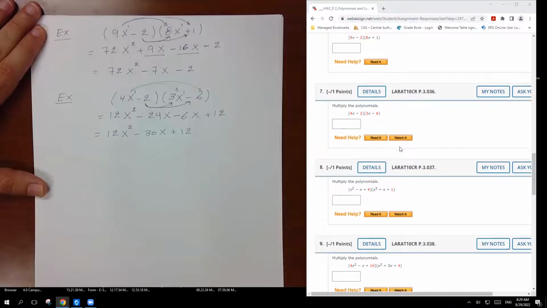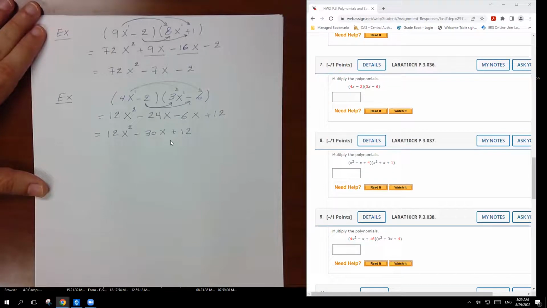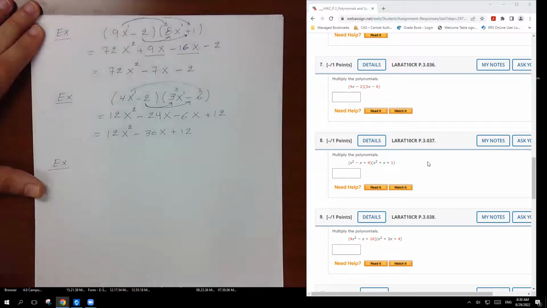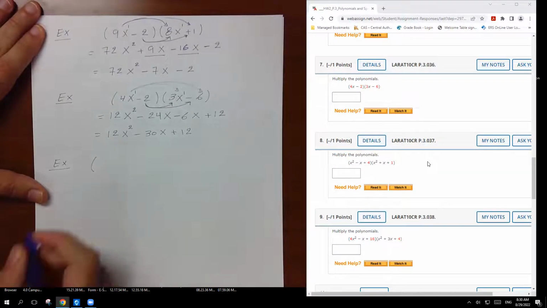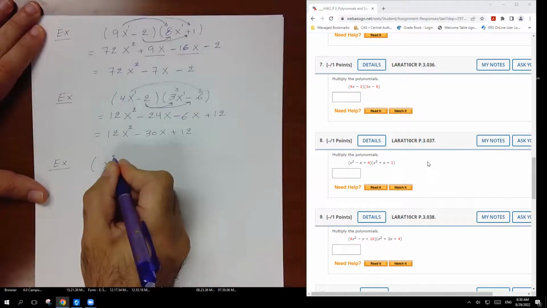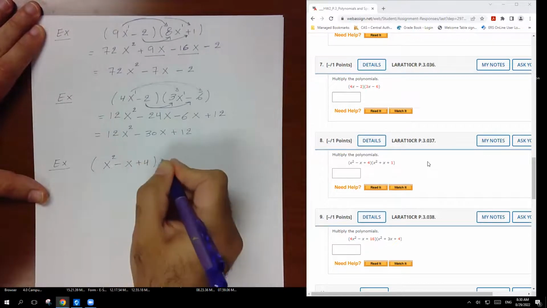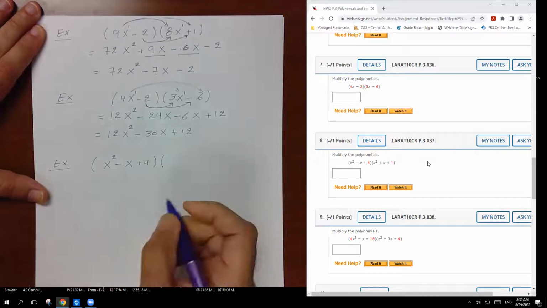Next one. If you have questions about this one, you can ask. Next one, we're going to multiply 3 terms by 2 terms. Let's do this one. Have any questions you can ask before we move on to the next one. So now we're going to multiply x squared minus x plus 4 times x squared plus x.